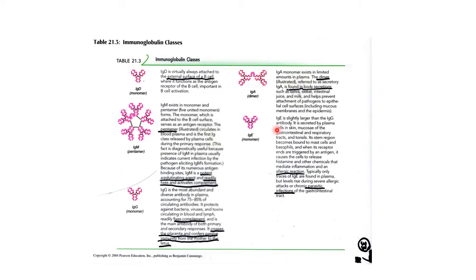And then IgE is the last one, and it is a monomer, but it's a little larger than IgG. This one is secreted by plasma cells in the skin and the mucosa of the GI tract and respiratory tract, and it is one of those that can be involved with an allergic reaction. It is also involved in parasitic infections. So you'll see this one involved in hypersensitivities, and we'll talk about this at the end of the chapter.